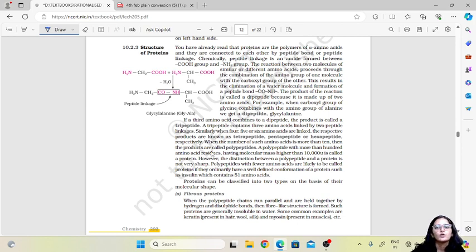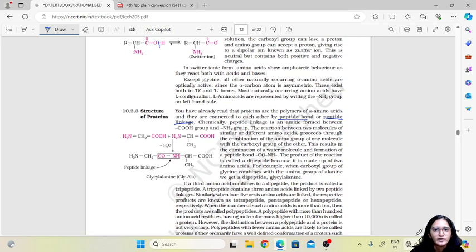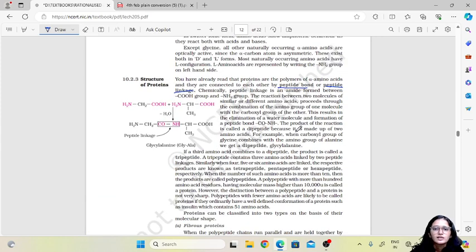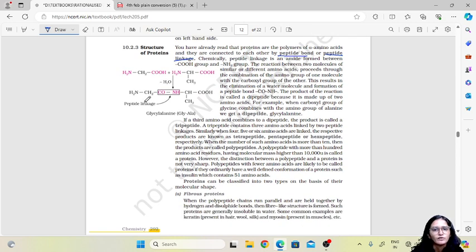Now this is very important, how the proteins are connected to each other through a peptide bond, or it is called a peptide linkage. In carbohydrates it was glycosidic linkage, and in proteins it is peptide linkage. Then the reaction between two molecules of similar or different amino acids proceeds through the combination of the amino group of one molecule and the carboxyl group of the other molecule.